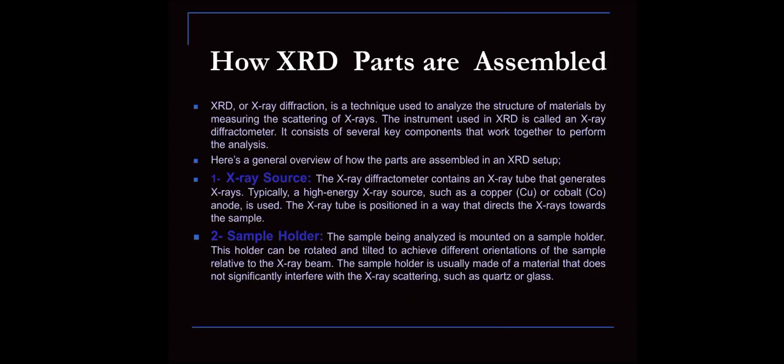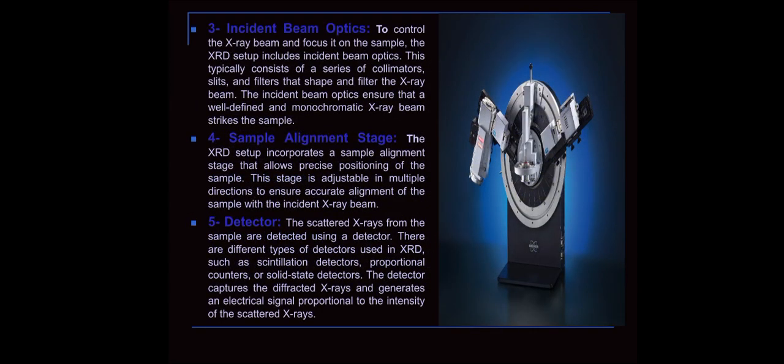One, X-ray source. The X-ray diffractometer contains an X-ray tube that generates X-rays; typically a high energy X-ray source such as a copper or cobalt anode is used. The X-ray tube is positioned in a way that directs the X-rays towards the sample. Second one, sample holder. The sample being analyzed is mounted on a sample holder. This holder can be rotated and tilted to achieve different orientations of the sample relative to the X-ray beam. The sample holder is usually made of a material that does not significantly interfere with the X-ray scattering, such as quartz or glass.